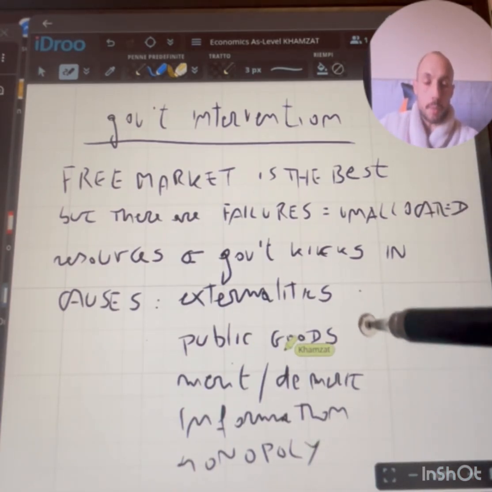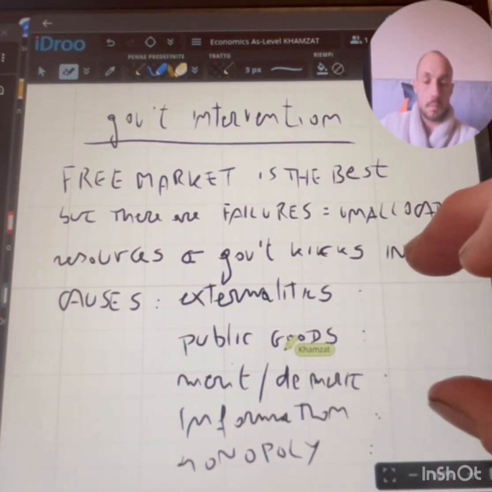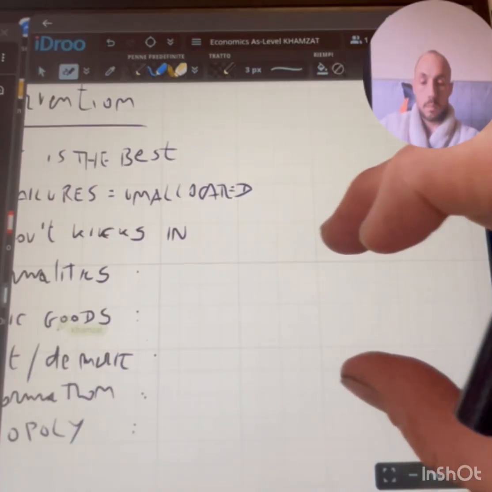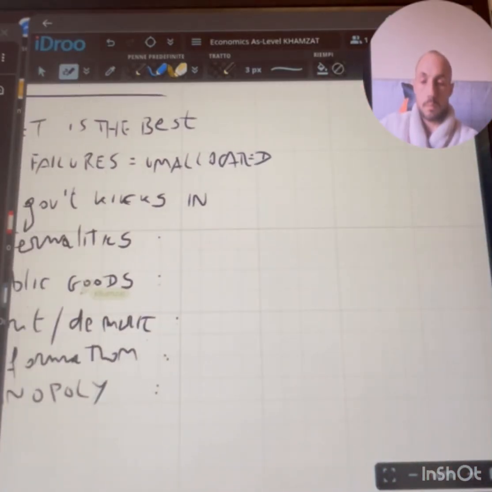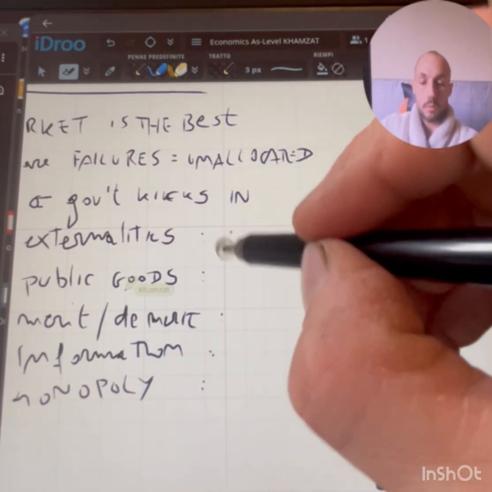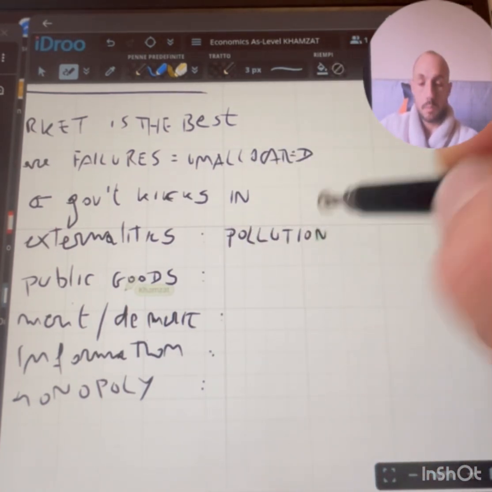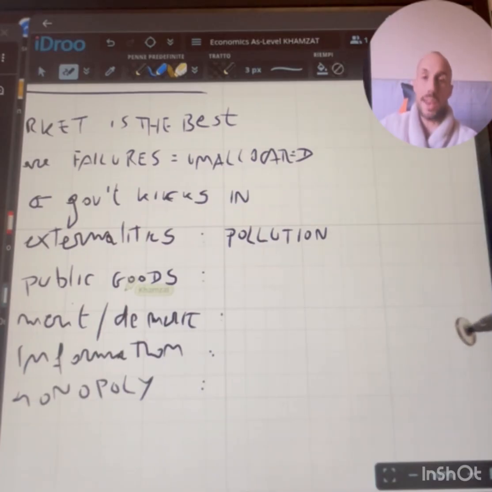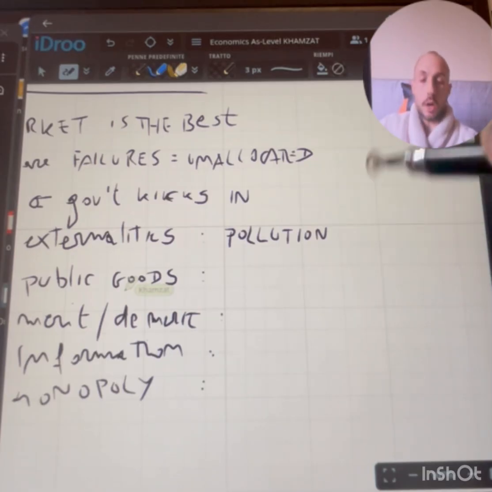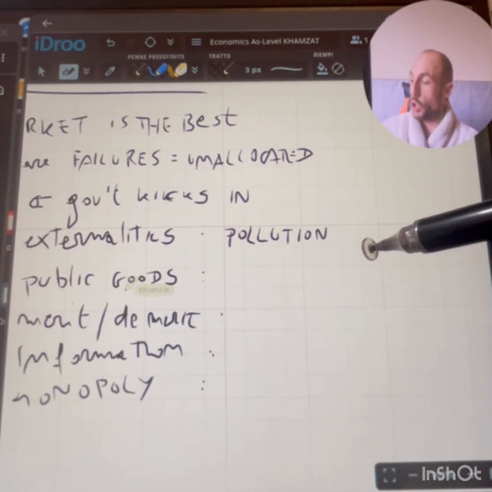Would we like to make some examples? Externalities could be pollution. Pollution is the best example of negative externality. Okay. What about public goods? What happens in case of externalities and what happens in case of public goods?